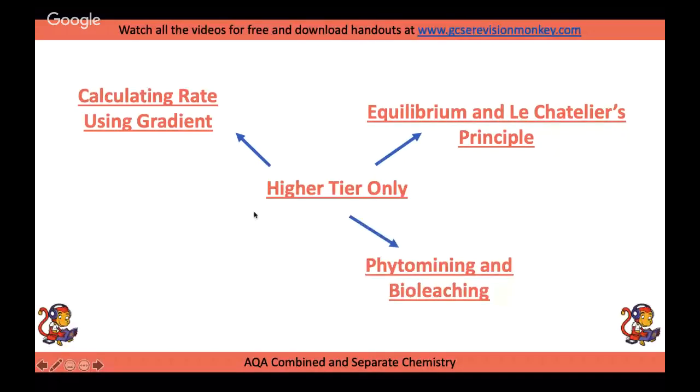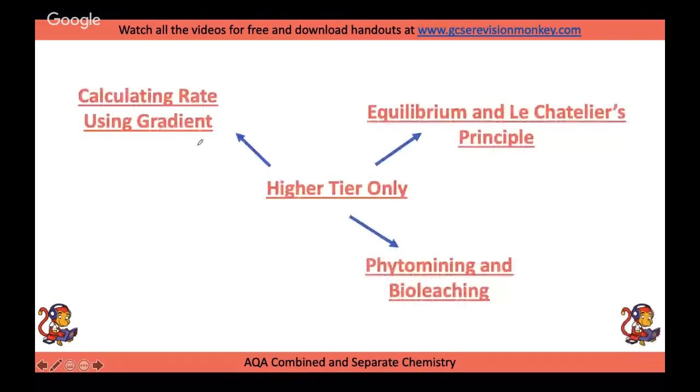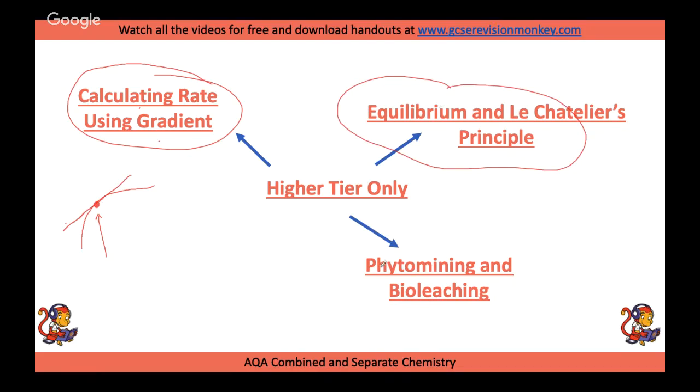And I will go through now the higher tier content for the combined and separate scientists. So as you can see, there's not a lot of higher tier content on there. There's just 3 things to have a look at. We've already looked at this one, calculating rate using a gradient. So I'm not going to look at that again, but that's where we had our rate graph and we drew a tangent to measure the rate at a particular time point. That is a higher tier only thing, so I expect that in the exam. Equilibrium and Le Chatelier's principle, and phytomining and bioleaching. So let's go through those now.